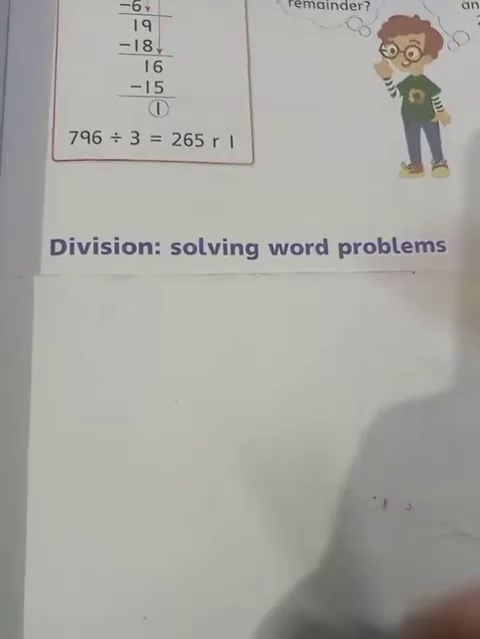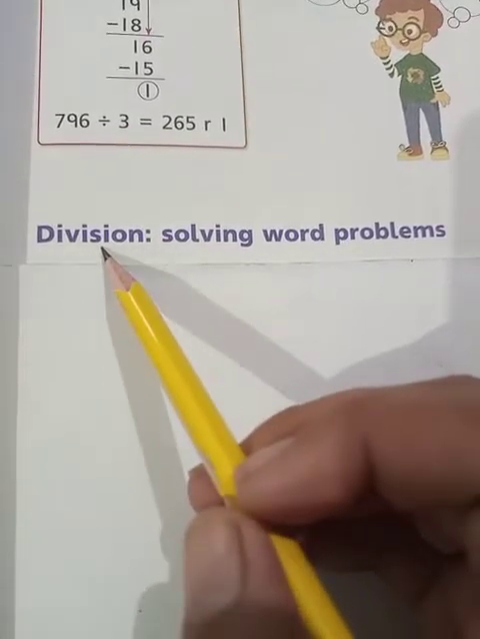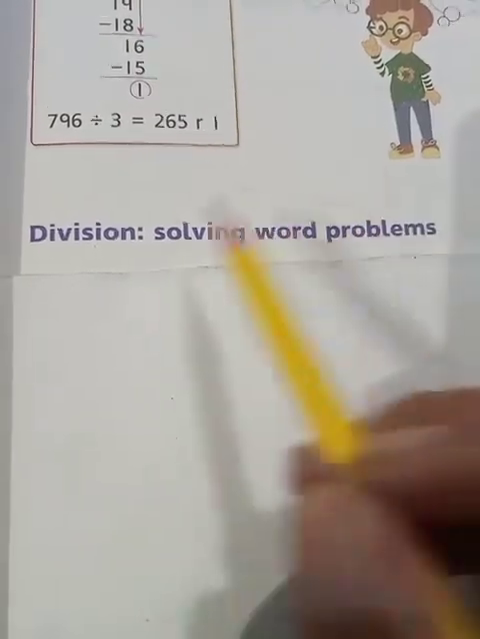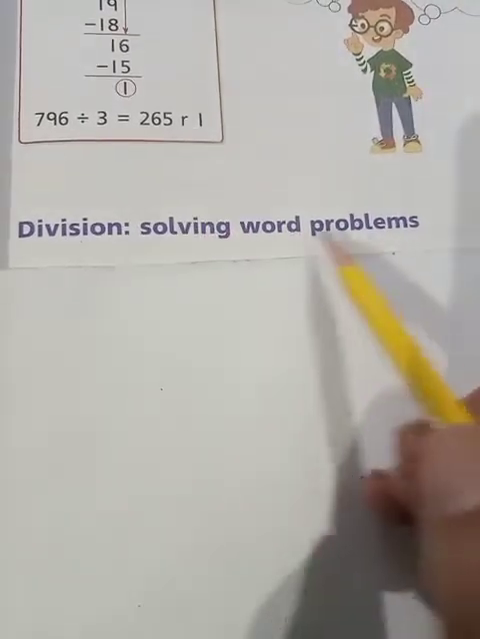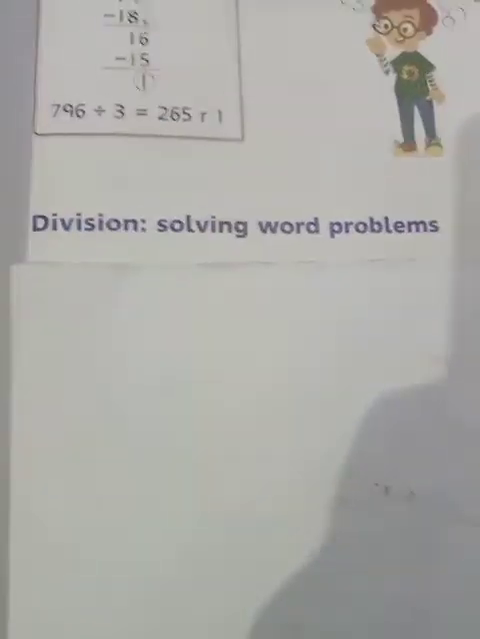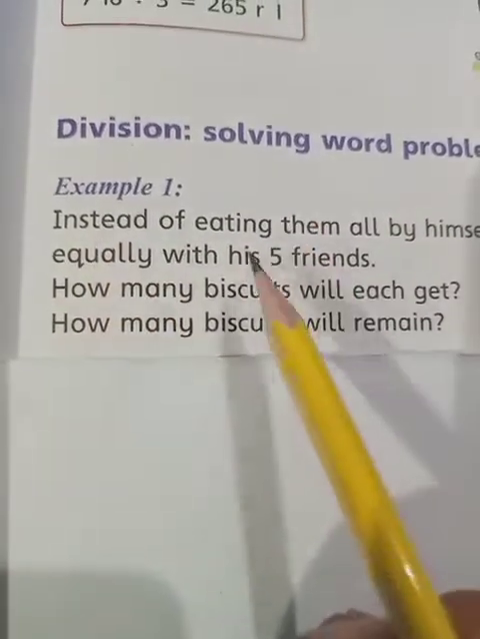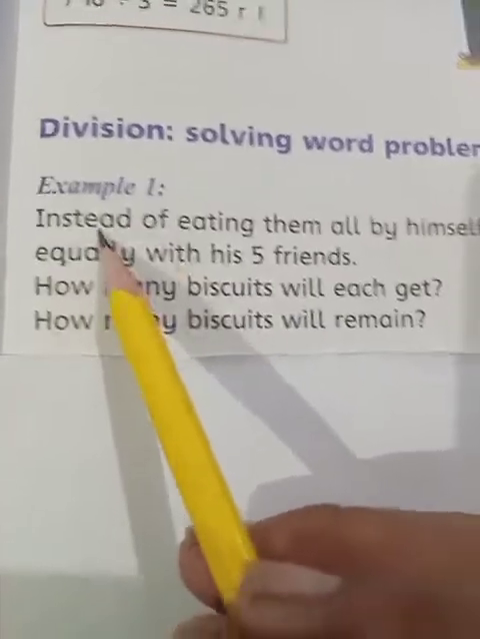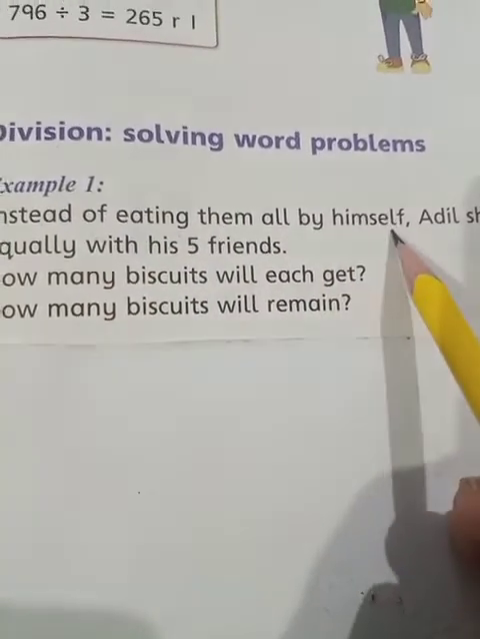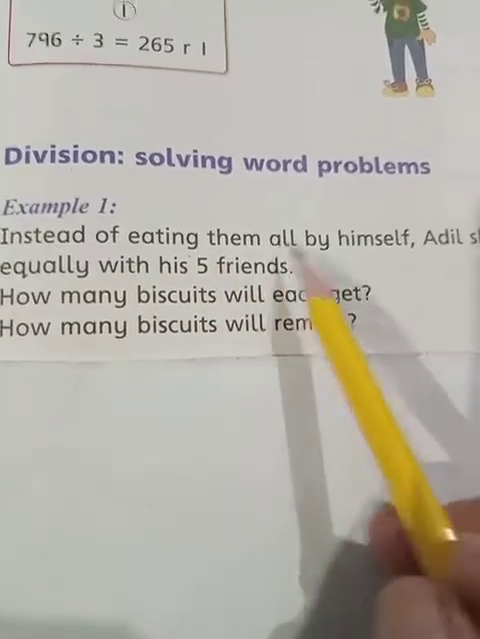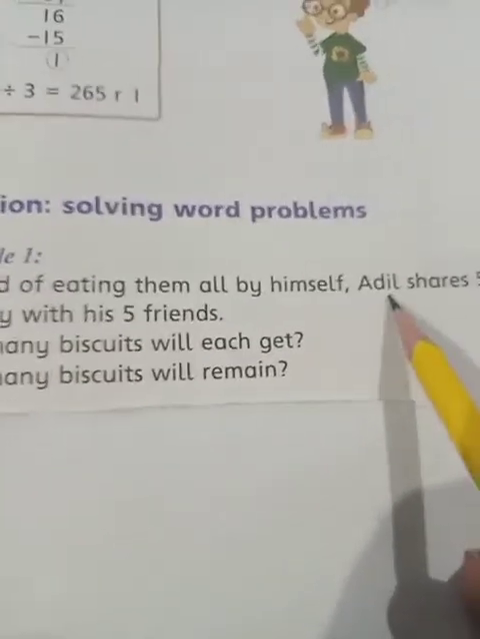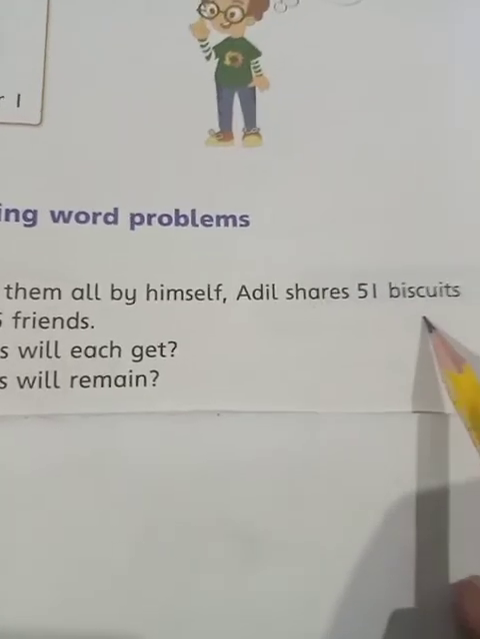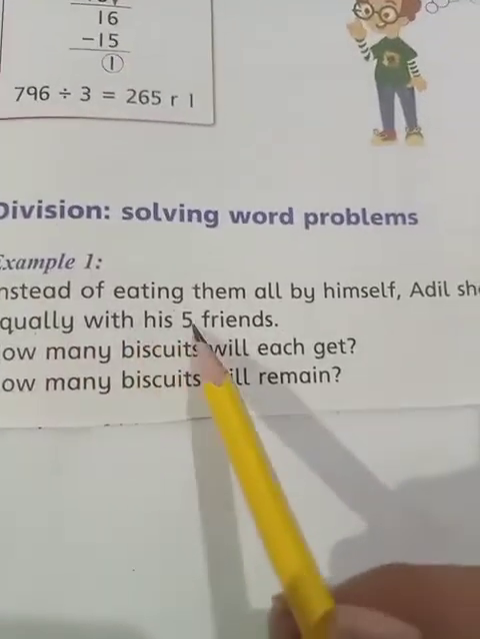Students, now come on page number 91 again, where we have solved the division with the remainder. Here our next subtopic is division, solving word problems. So students, in this we are going to solve our word problems of division. Students, here is our first example. I am going to read the statement. Listen to it very carefully. Instead of eating them all by himself, Adil shares 51 biscuits equally with his 5 friends.